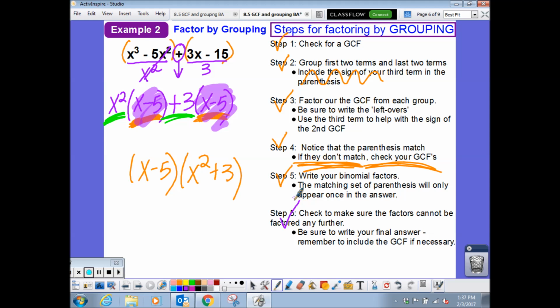Okay, so notice these two binomial factors, binomial times a binomial. If this were to be FOILed, we're not going to because it would get us right back to the beginning. But if this were to be FOILed, it would be x cubed minus 5x squared plus 3x minus 15. And we have now factored that. This is going to be the process that we're going to use for every single problem. When you get it down to 4 terms, the process we will use is grouping.